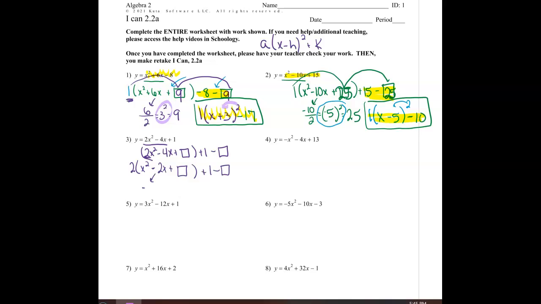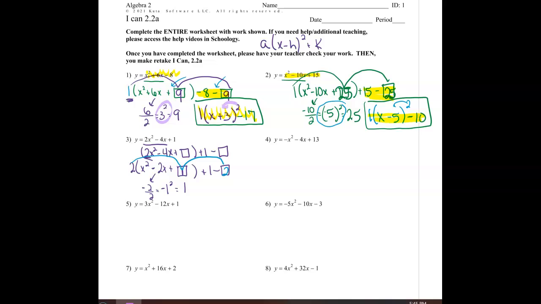And now I'm going to take -2, cutting it in half for -1, squaring that, which just means -1 times -1, which is a 1. And now I'm going to bunny hop and realize that what's in the box is actually worth 2. And now I can get this into vertex form.